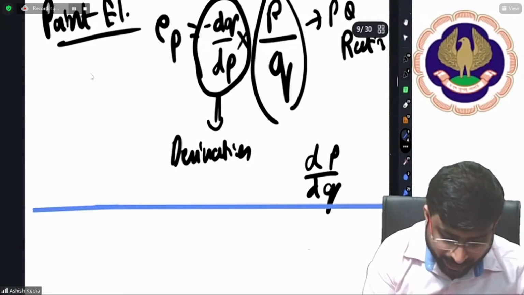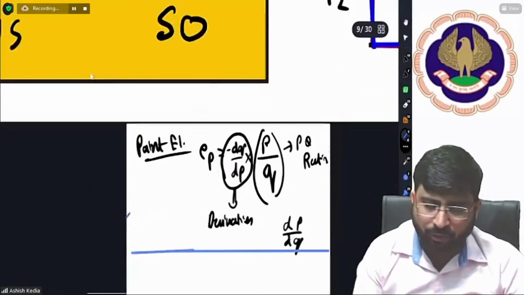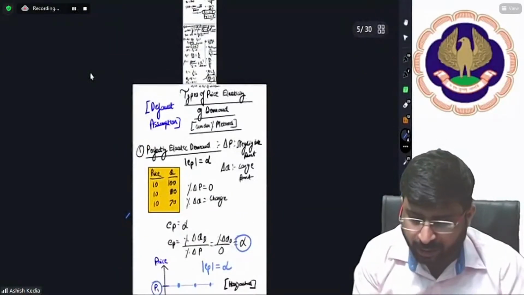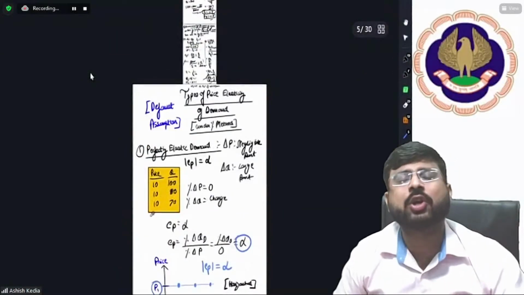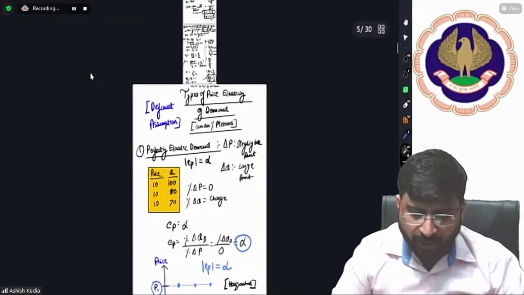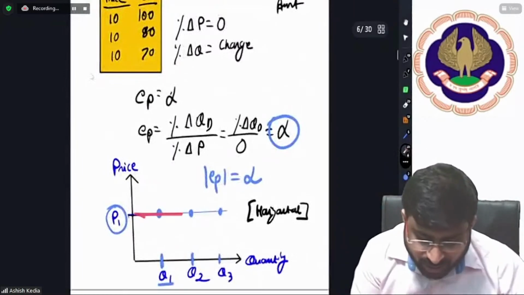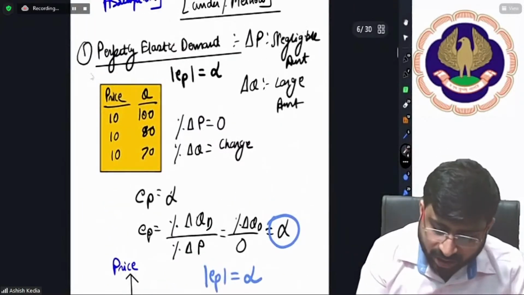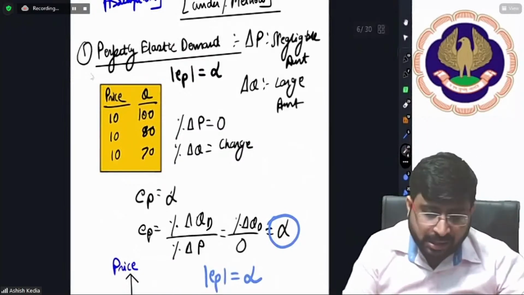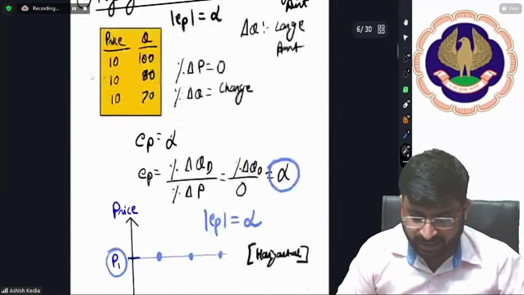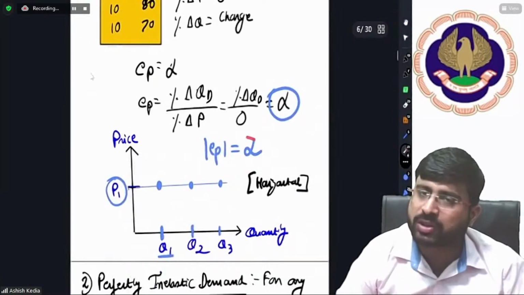So this is point elasticity. Before I move further, let me revise for you all the 5 types of elasticities under percentage method. The first one was perfectly elastic demand. Here the curve was parallel to x-axis. Here the percentage change in quantity demanded was high, but there was no change in price. So price was constant in perfectly elastic demand. Curve was like this, value was infinity.